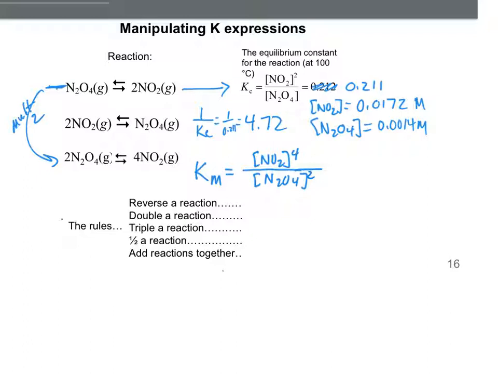And so, what is this? This is actually the original K sub C squared. So K sub C was NO2 squared over N2O4. And so if we square that whole thing, we should get our new value for K sub M. All right.